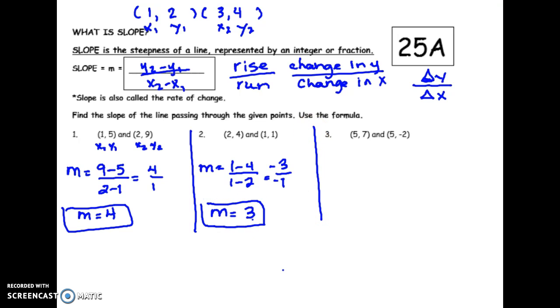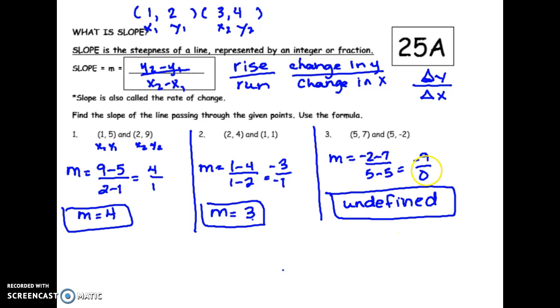The third one, my slope is negative 2 minus 7 divided by 5 minus 5. I get negative 9 divided by 0. Now you should know that you can never divide by 0. If you divide by 0, you're going to get an error on your calculator. In math, we say that would be undefined. Anything divided by 0 is undefined, but 0 divided by anything is 0, unless it's 0 divided by 0. Then it would be undefined.